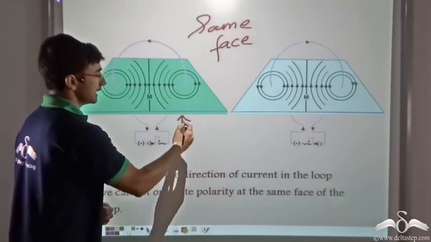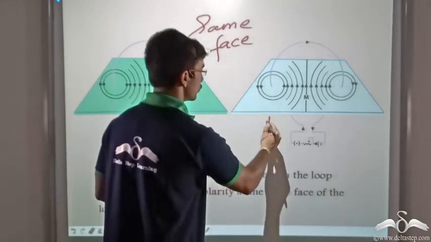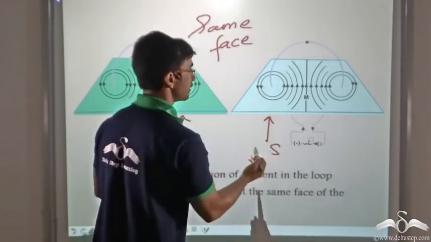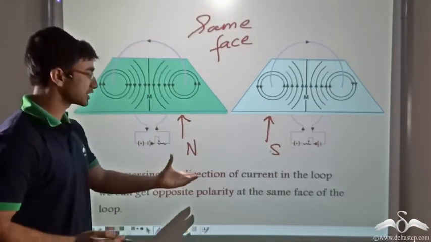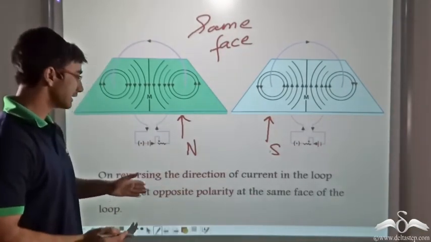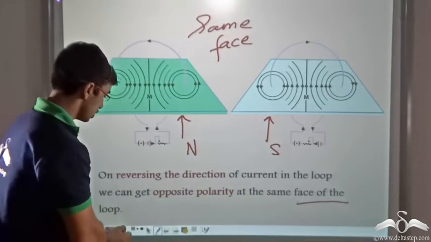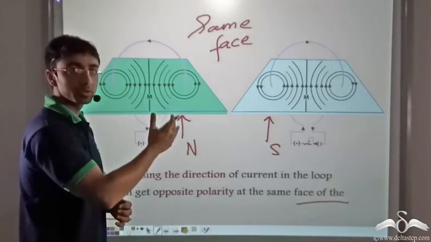Over here, it is anti-clockwise, thus north. Over here, simply by changing the direction of current flow, we have made it the south pole. Thus, on reversing the direction of current in the loop, we can get opposite polarity at the same face of the loop. So this is how a current carrying loop behaves.